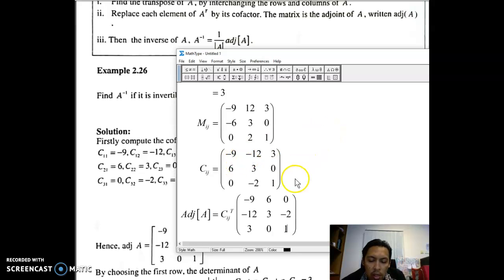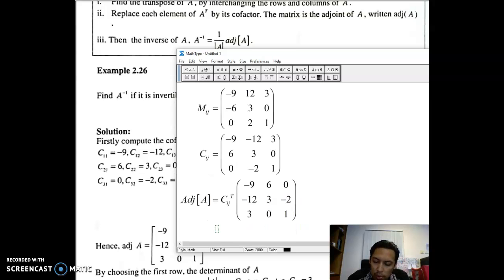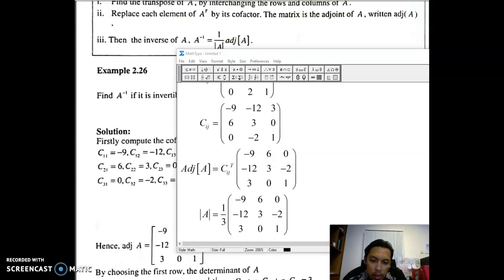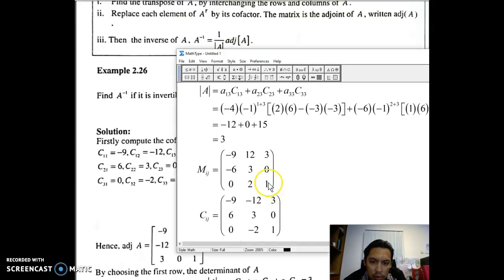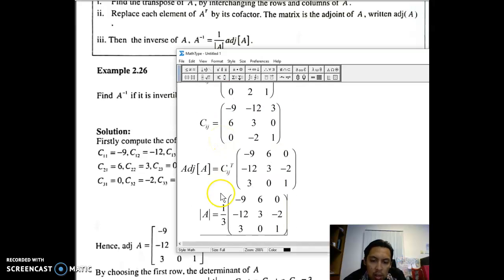After we have everything, the next thing to do is to substitute all of them in the formula of the inverse. So we have the adjoint, we just input it in the formula of the inverse, right? Let me do that, and there you have it. After you have substituted everything, first the determinant that we calculated before, which is 3, right? 1 over 3 times the adjoint, which is all of this.